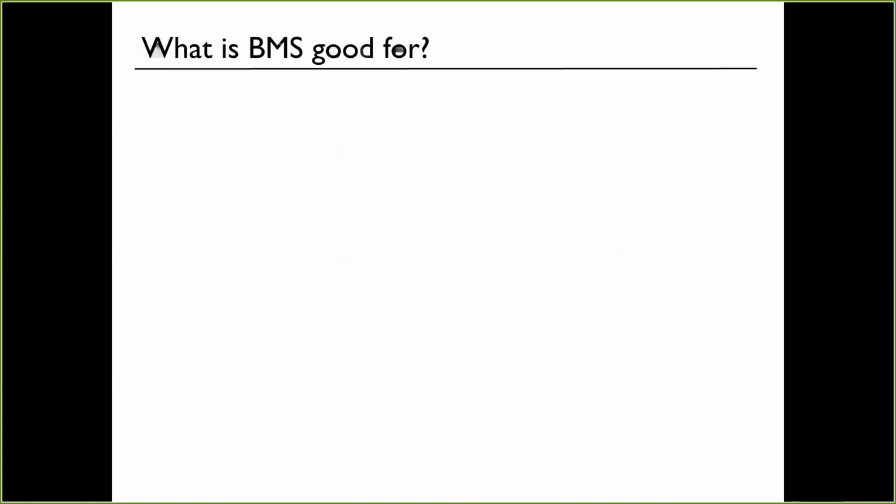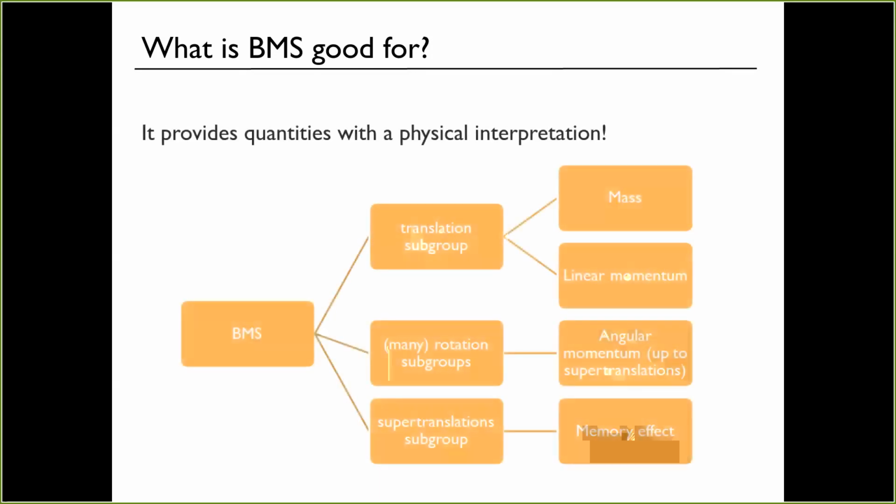Now, I think at this point it is a very good question to ask: what is this actually good for? What would we do with this whole BMS algebra? My take on it is that BMS quantities or BMS vector fields provide quantities with a physical interpretation. In particular, the BMS algebra is this bigger algebra, but it does have a translation subgroup. And that translation subgroup you can use to define things like mass and linear momentum, which really are non-trivial concepts in general relativity.